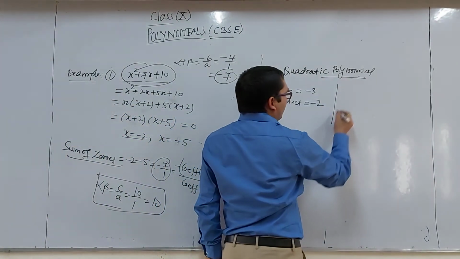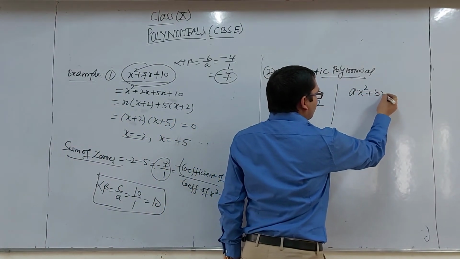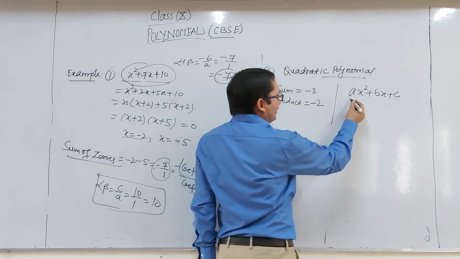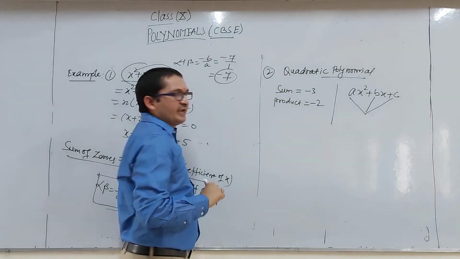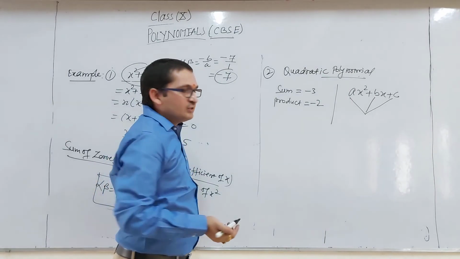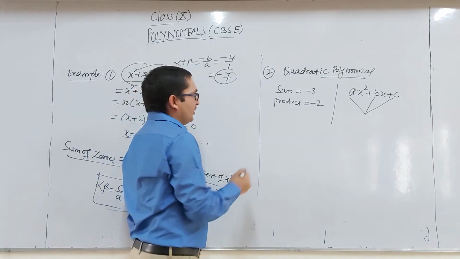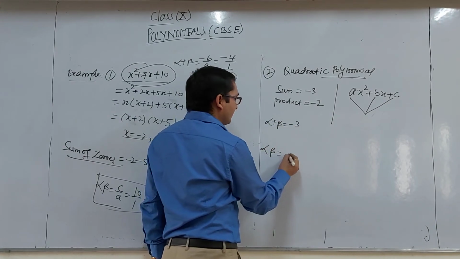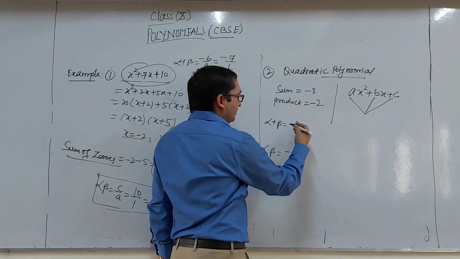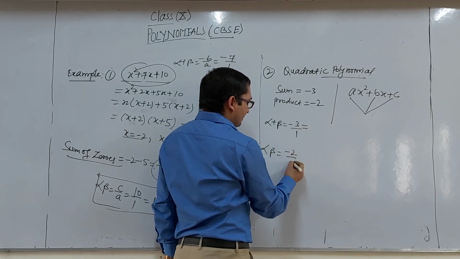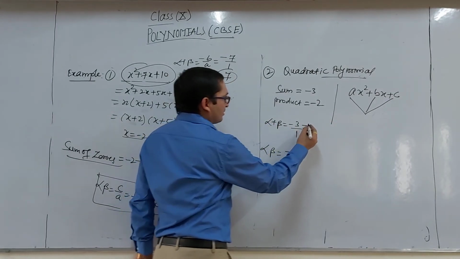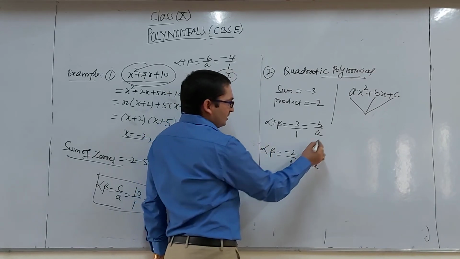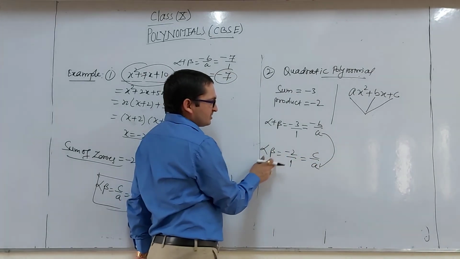If you want to write a quadratic polynomial, the standard form is what? ax square plus bx plus c. You need to find a, b and c. How will you get a, b and c with the help of the sum and product? So let alpha and beta be the zeros of the given polynomial. So alpha plus beta is equal to minus 3 and alpha beta is equal to minus 2. Alpha plus beta means minus b upon a. Alpha beta means c upon a.